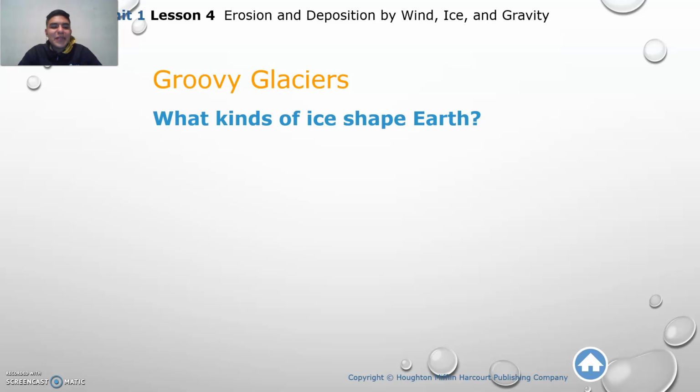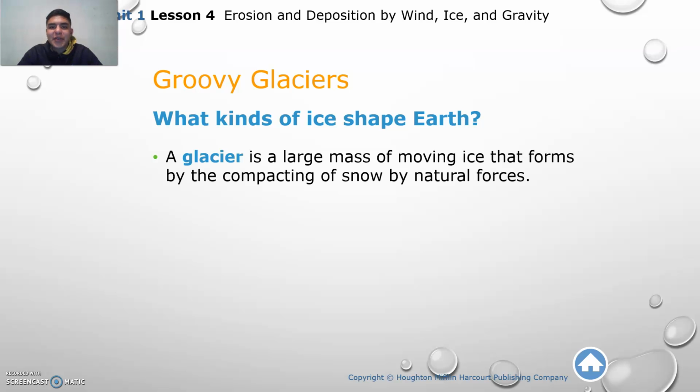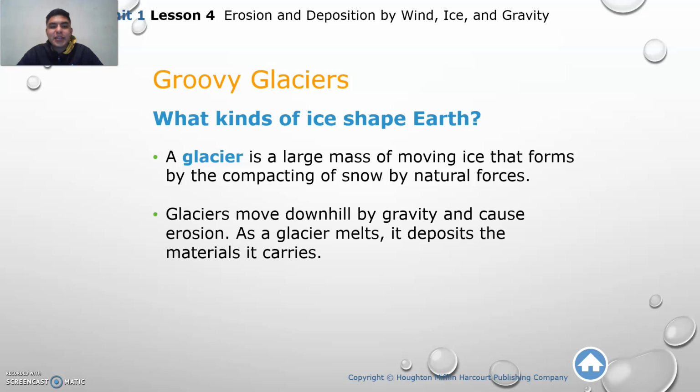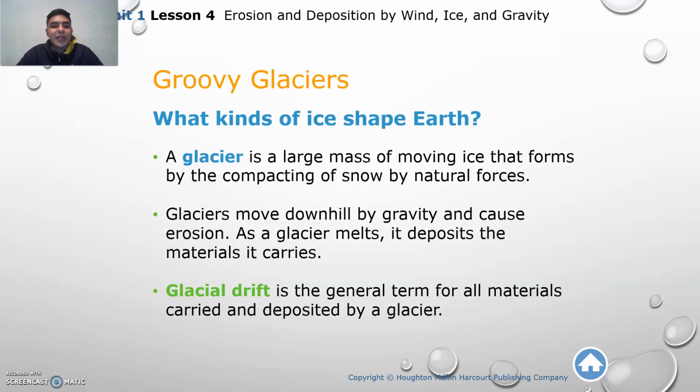Okay, now we're going to leave a little bit of wind behind, and this time we are going to focus on ice. Remember, we were using ice in our experiment last time. And the equivalent of the ice in the natural world are glaciers. So a glacier is a large mass of moving ice that forms by the compacting of snow by natural forces. Glaciers move downhill by gravity and cause erosion as a glacier melts and deposits the materials it carries.